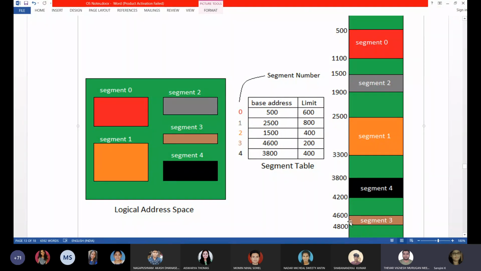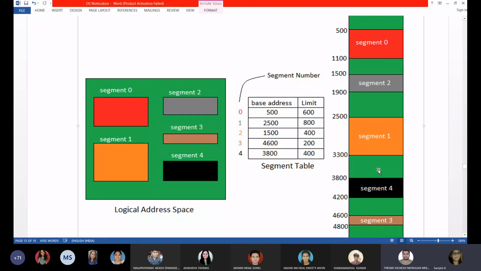What is the length of the segment? 200. So it knows that 200 bytes should be loaded. Okay, it is loaded. Like this, the data will go from the secondary memory to main memory whenever that particular segment is being executed by the CPU. Why is it going segment by segment? Because main memory space is very less.